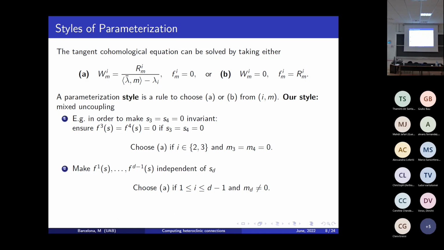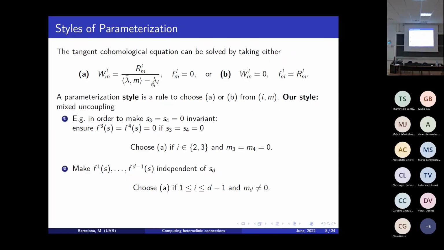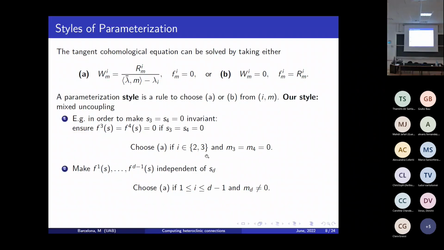And the second one that we want is for the first d-1 components of the vector field in the reduced space to be independent of the last component. So they evolve by the reduced vector field independently from what we have at the last component of the initial condition. In order to do that, we choose the A way of solving the tangent part when we are in one of the d-1 components when the exponent associated to the last component of the initial condition is different to 0.